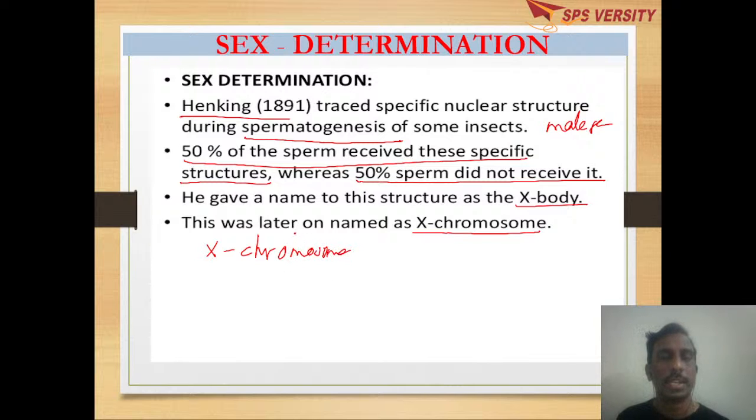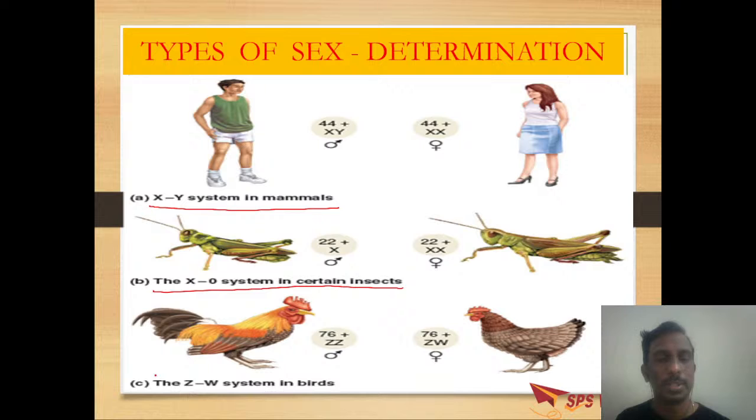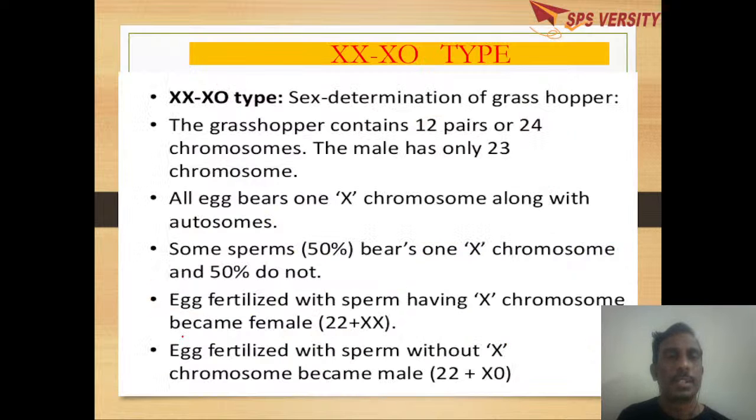It plays an important role in sex determination, and along with the X chromosome, there are other chromosomes like Y. Based on the sex chromosome types, sex determination is done, like the XY system, which is one type, in mammals. The X0 system is in certain insects. The ZW system is in birds. So depending upon the organisms, there will be different types of sex determination.